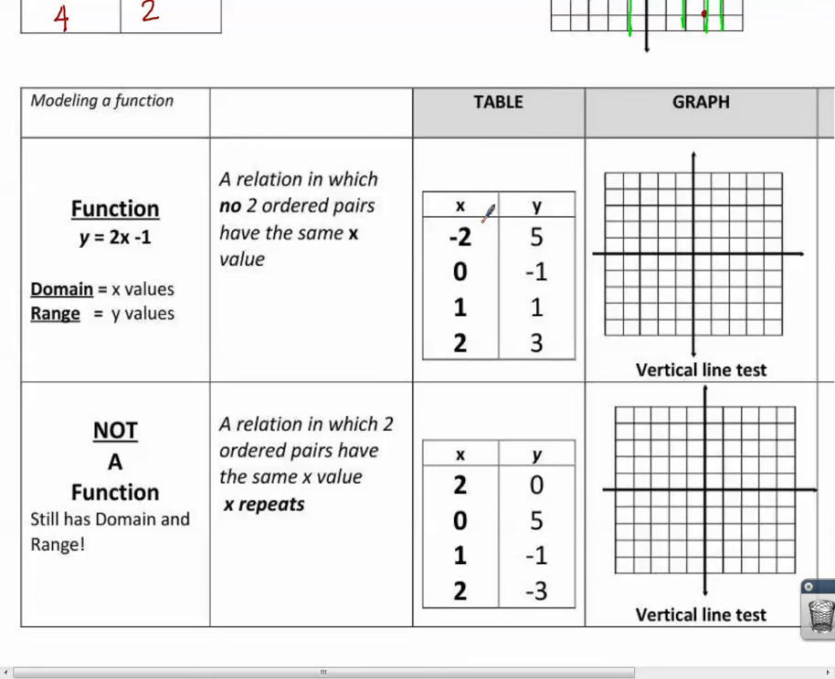And here's a table version of some ordered pairs. Let's plot these on the graph. So I have -2, -1; 0, 1; 1, 3; 2, 5. Okay, this is a function because if I use the vertical line test through each of these lines, there's only one point on each of these lines.